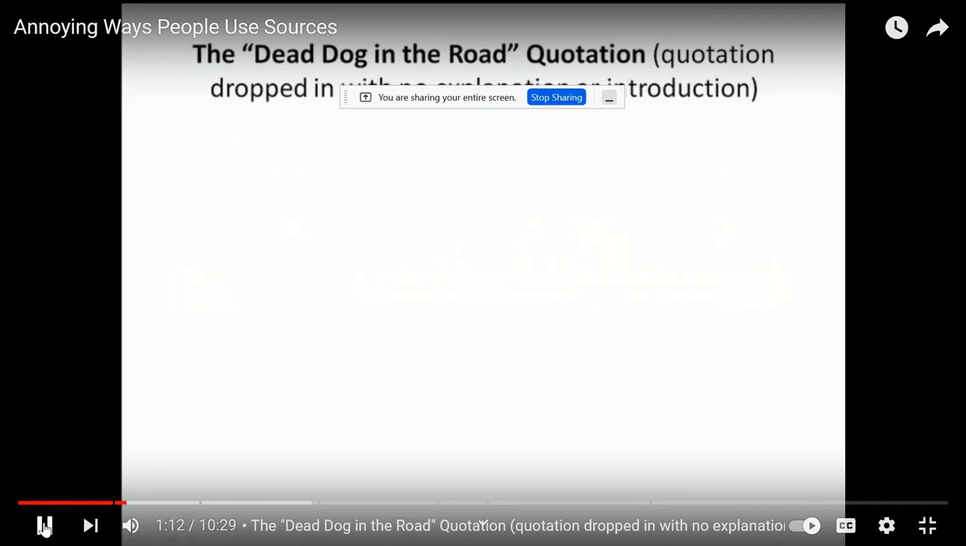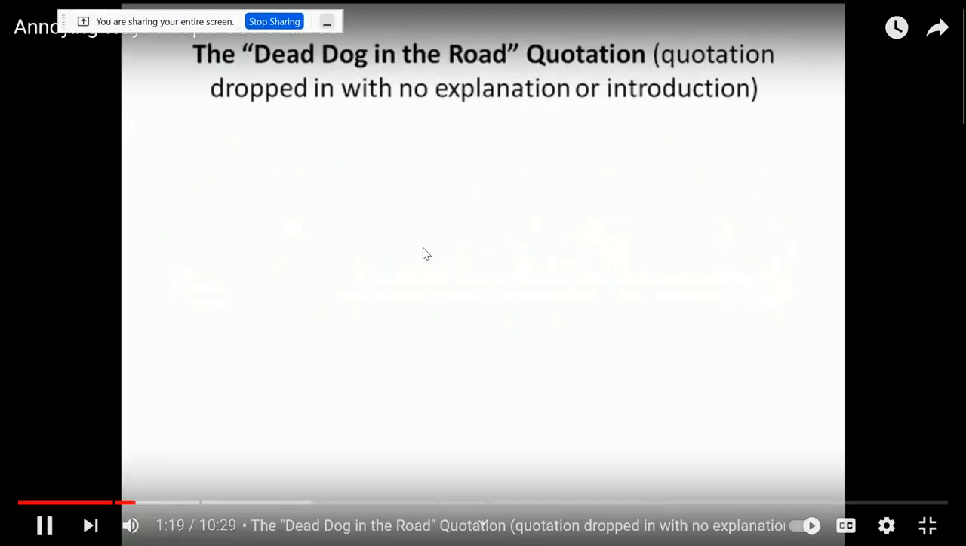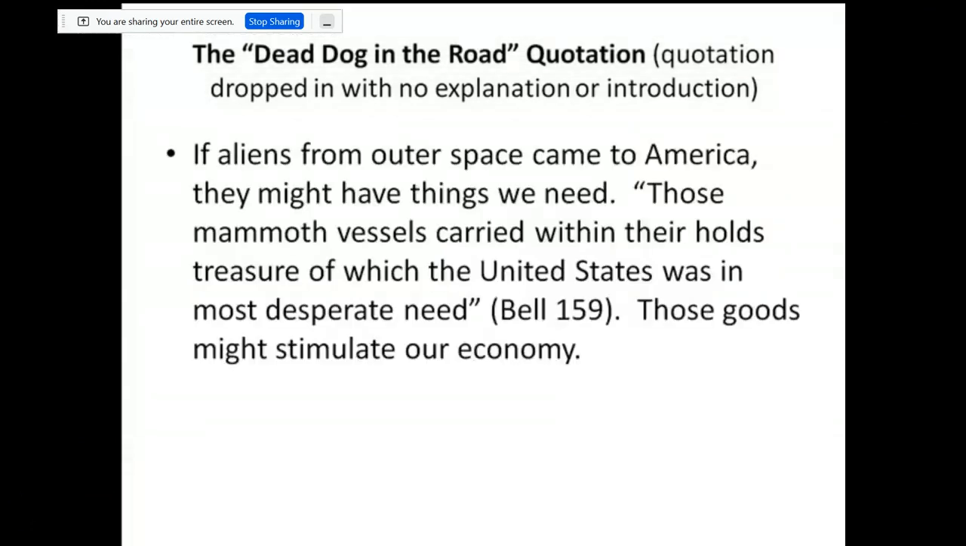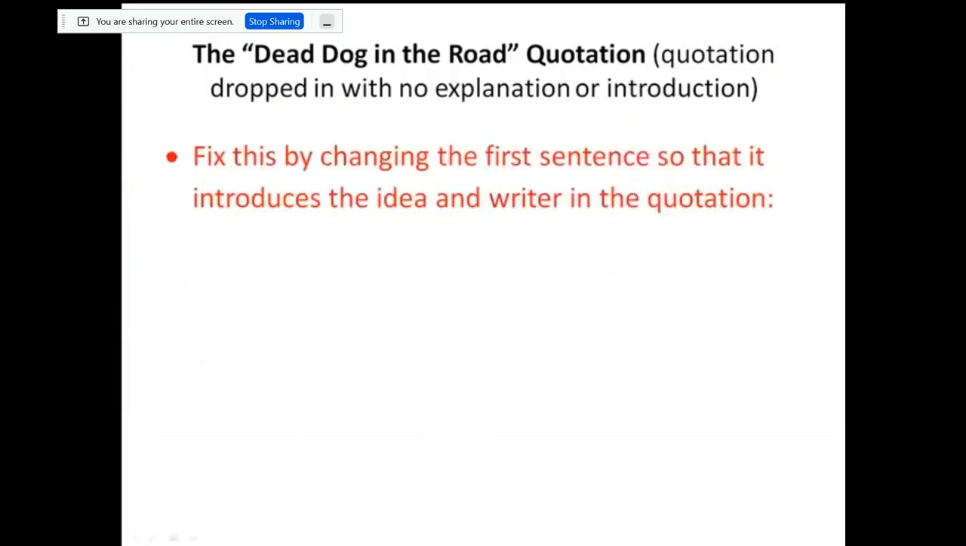There's a dead dog in the road, and if you went over it, it'd be like, boom, boom. And whoa, where did that come from? What was going on there? Well, I think it's the same when a quotation is dropped in with no explanation or introduction at all. Here's an example from my hypothetical paper. If aliens from outer space came to America, they might have things we need. Boom, boom. Whoa, suddenly we're in a quote. Where did this quote come from? You didn't set the quote up for me at all.